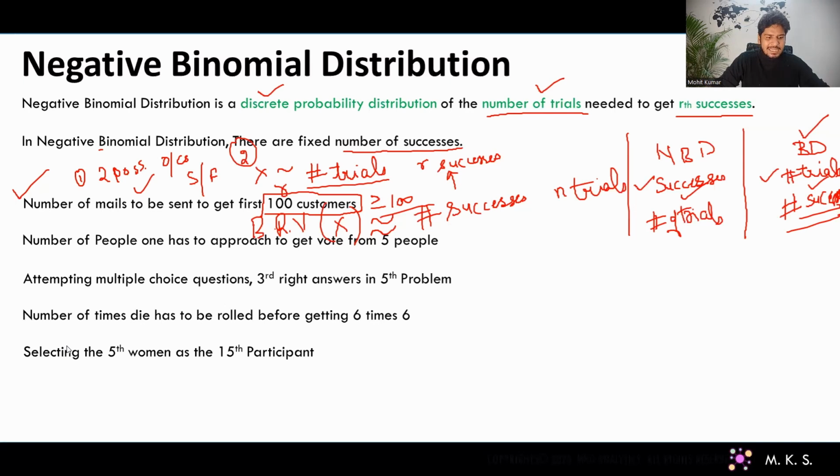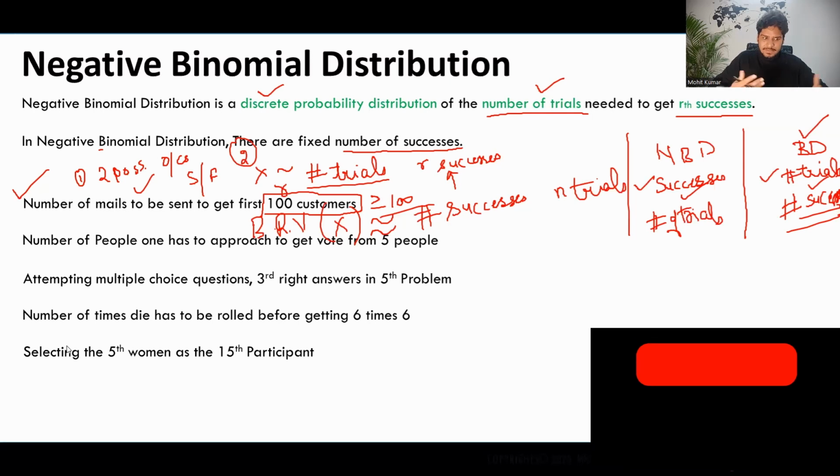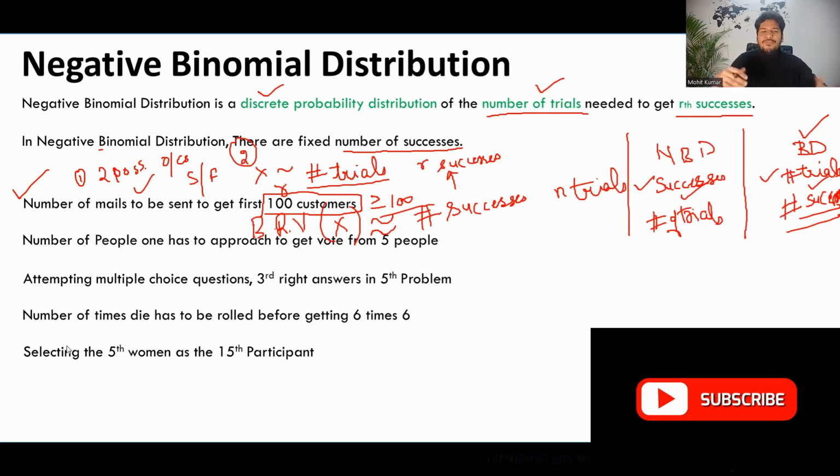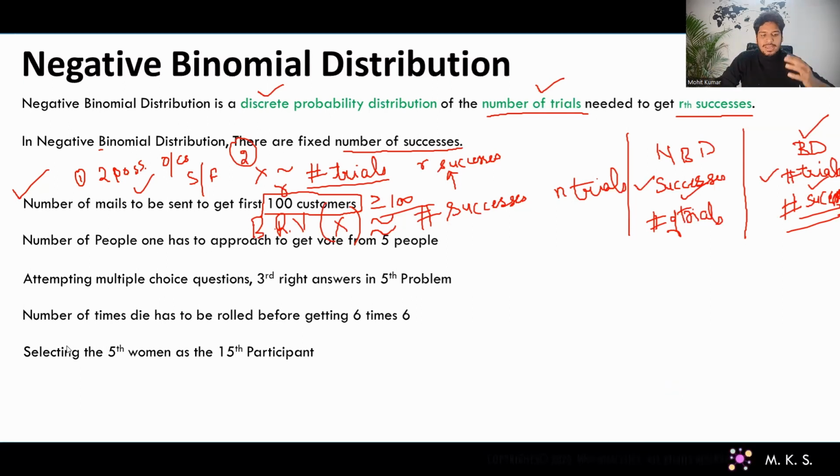Next example, selecting the 5th woman as the 15th participant. Let's say again for a survey, or you are conducting some kind of competition, and you want participation, right? In that case, you need to get 5 women, right? So again, how many participants do you have to approach to get enrollment from them?